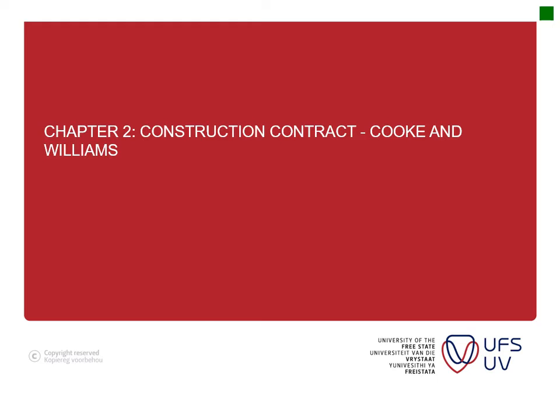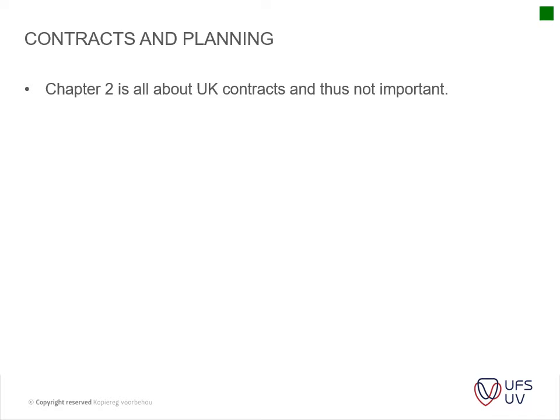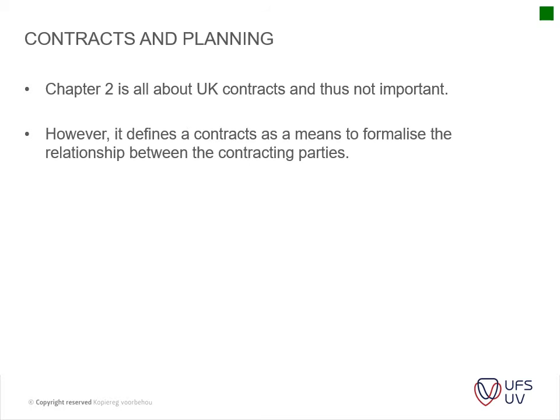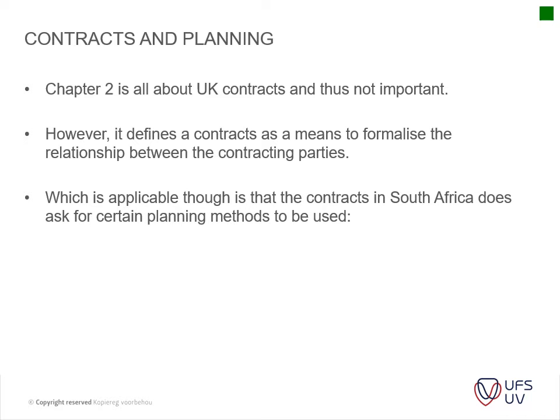Getting into chapter 2, we look at contract planning. Chapter 2 is about the UK, so what we're trying to do here is draw some similarities, and you will see that I've highlighted some South African items in here as well. Chapter 2 is all about UK contracts, and thus not that important, however it defines a contract as a means to formalize the relationship between the contracting parties. You can go through that. I'm going to look at South African contracts as well.